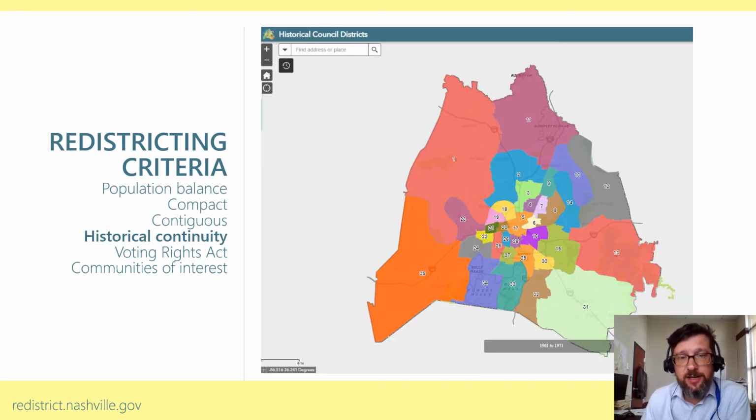The next factor is continuity with historical districts. This is sometimes called the preservation of district cores. Over the years, communities may develop a distinct identity associated with a particular district. We want to be mindful of that and not change districts without cause. On our website, we have tools that show you how council and school board districts have changed in past cycles. As you view them, look to see how some districts settle into place and some move quite a bit from cycle to cycle. Somewhat related, planning staff will also work to avoid putting two incumbents eligible to run again into the same district.